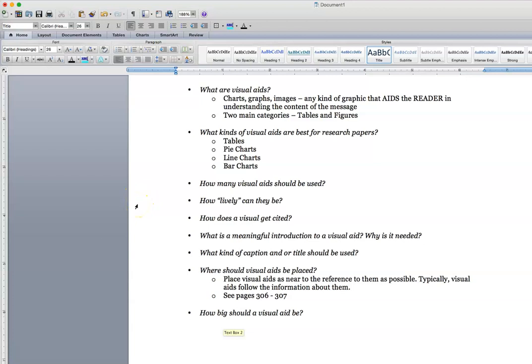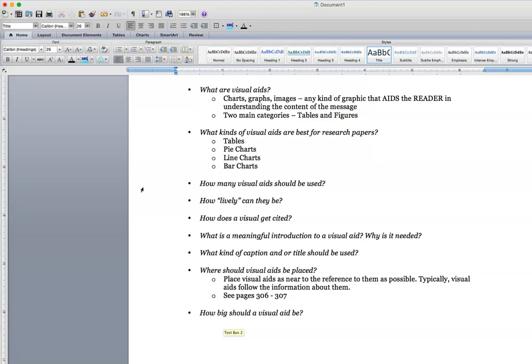Let's see, how lively can they be? So by lively, we mean how colorful, how rich can they be, how complicated can they be? We don't want complicated or overly colorful visual aids. We don't want to distract the reader from the message. So you can use color, certainly, like in a table, you can alternate the color of the rows and things like that. But your goal is to make sure that everything is extremely readable for the reader. So don't get too carried away.